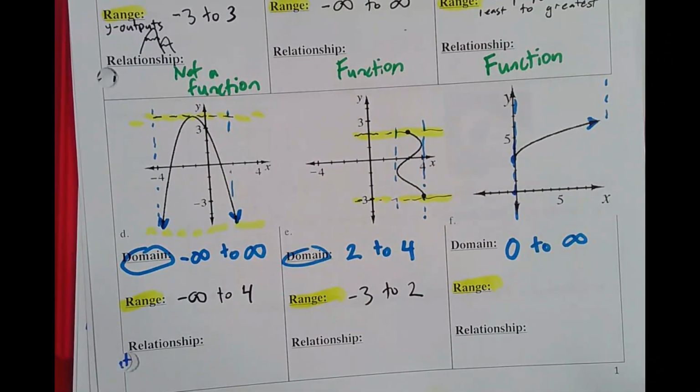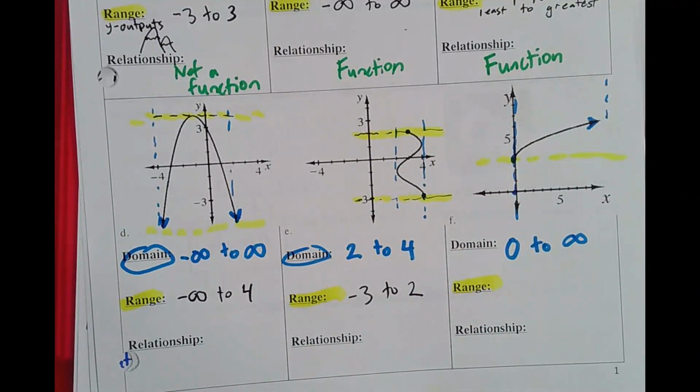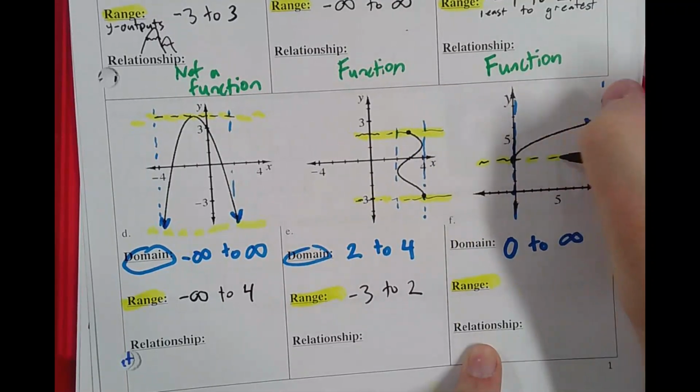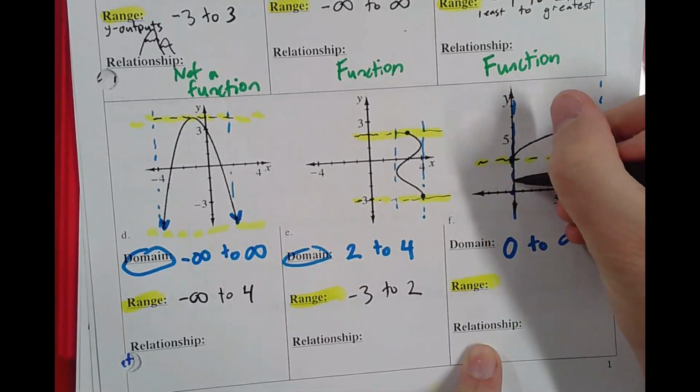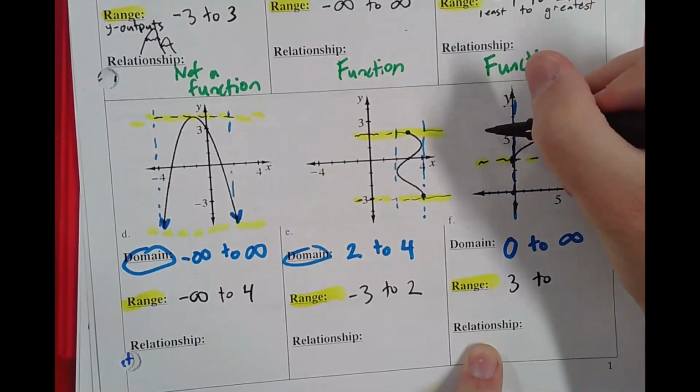Okay, let's check the next one. How low to how high? This one has a stopping point right here. Looks like the number's 1, 2, 3. So 3. And the highest point.